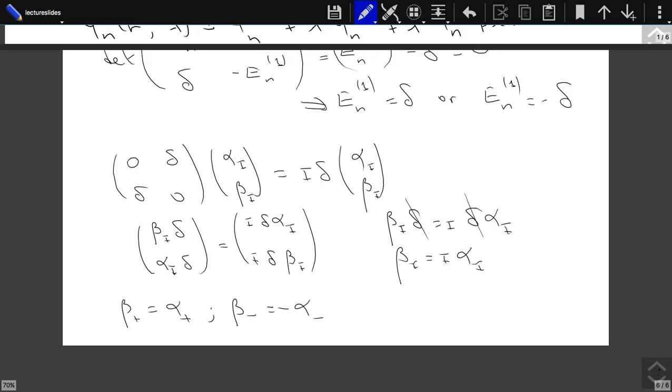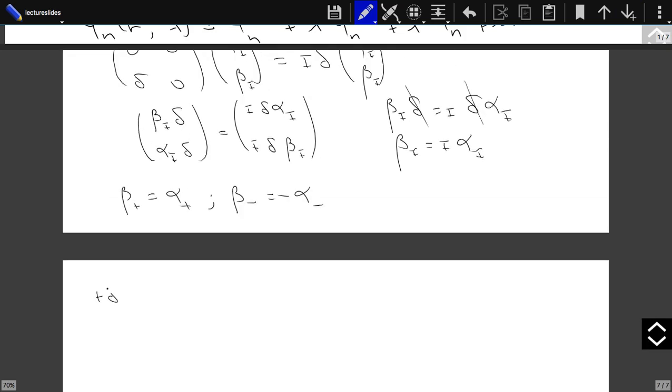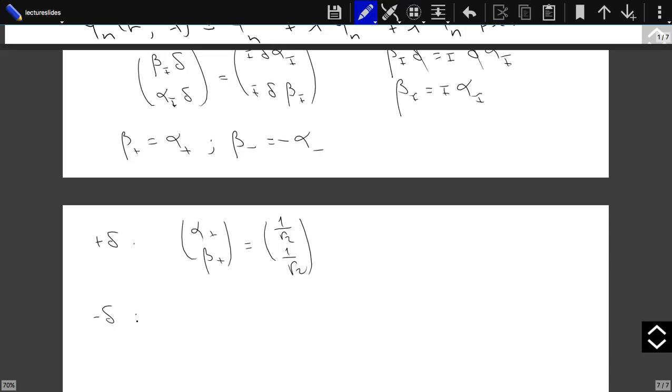If I also properly normalize them, corresponding to plus delta, I have the state (alpha plus, beta plus), which is 1 over square root of 2 and 1 over square root of 2. And for minus delta, I have the state (alpha minus, beta minus), which is 1 over square root of 2 and minus 1 over square root of 2.